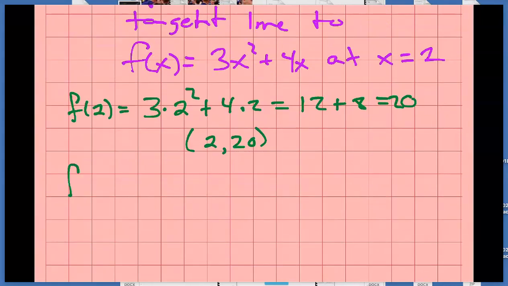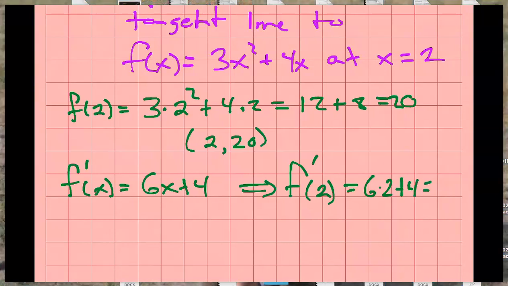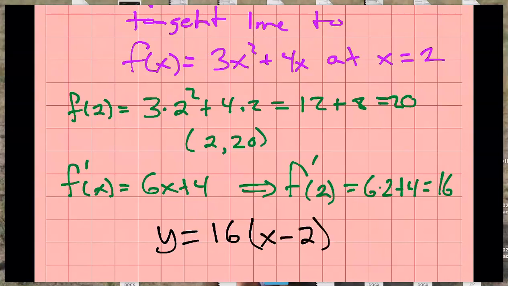And now you need the slope. So you know f prime of x is just equal to 6x plus 4. So then if you transfer that into the specific x value we have, we'd have 6 times 2 plus 4, or 16. So our tangent line then would be y equals 16 times x minus 2 plus 20. And you don't need to simplify it. Leave it alone. I'm pretty sure you're going to be asked that on the AP exam, to write the equation of a tangent line. It's something that we've done several times. It's got a lot of good calculus stuff in there. I would guess that that's something that you're going to have to do.